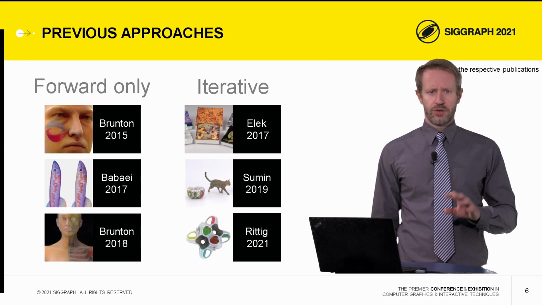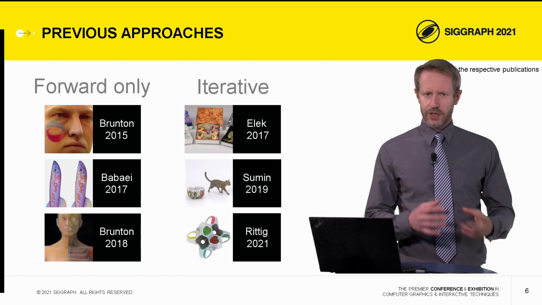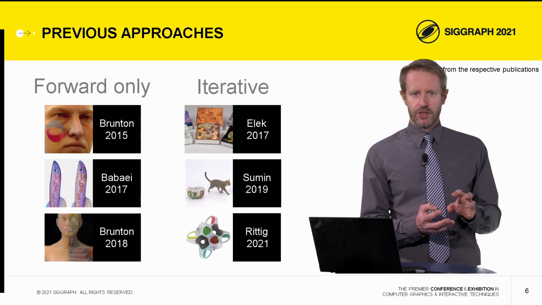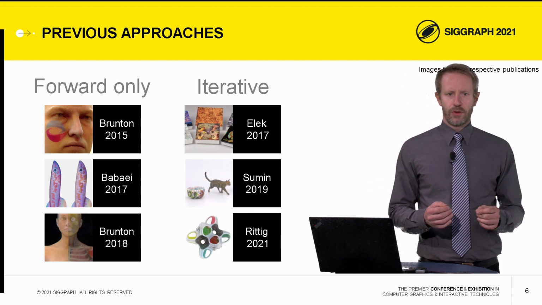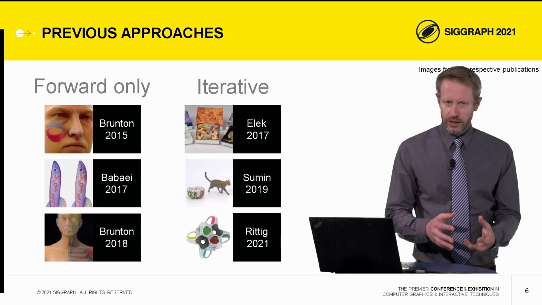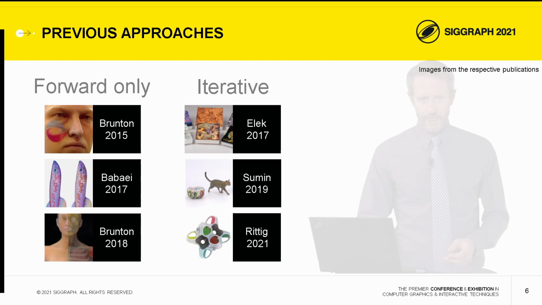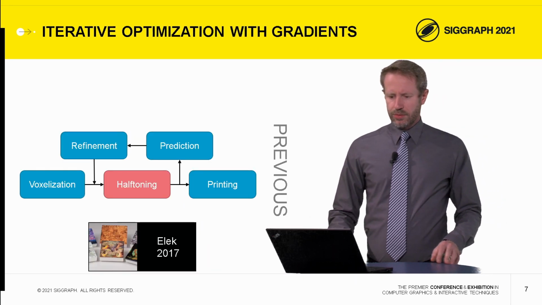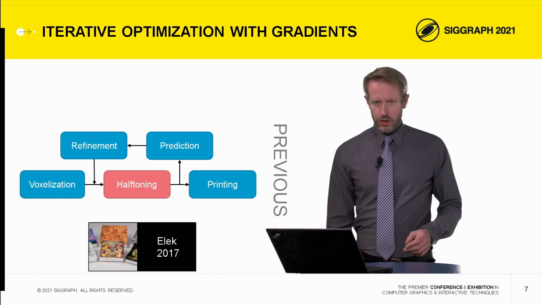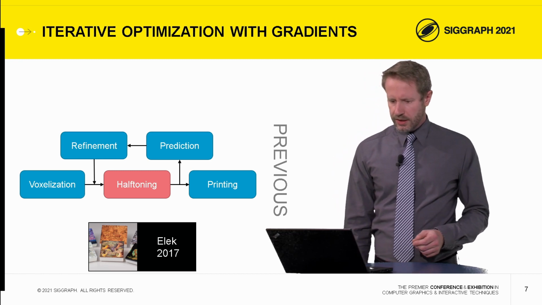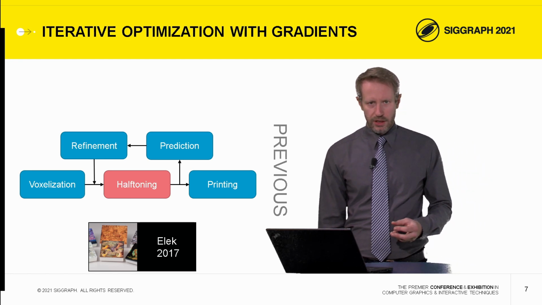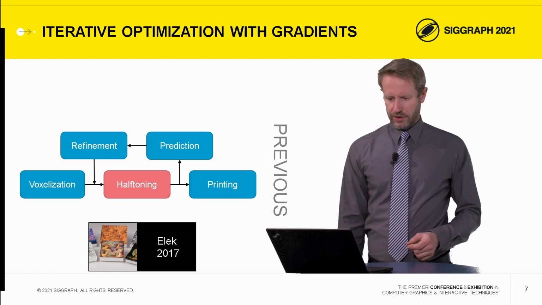But in contrast to their methods, where a heuristic is used to change the configuration of the materials inside the volume, we want to frame the problem as a general optimization problem. So let's take a look at how their pipeline works. It starts with a geometric discretization into volume elements called voxels, and then the iterations consist of a half-toning, a predicting, and a refinement step.